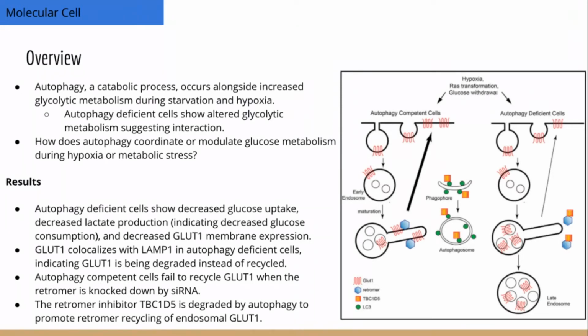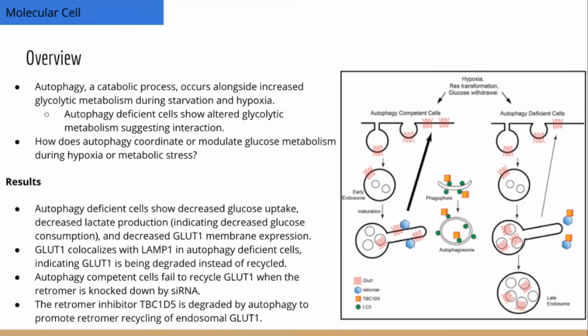GLUT1 was then observed colocalizing with LAMP1 in autophagy deficient cells, indicating GLUT1 is being shifted towards degradation instead of recycling to the membrane. So during hypoxia or starvation, these autophagy defective cells are actually degrading GLUT1, which is normally needed at the membrane to help facilitate glucose import. So they're literally shooting themselves in the foot.